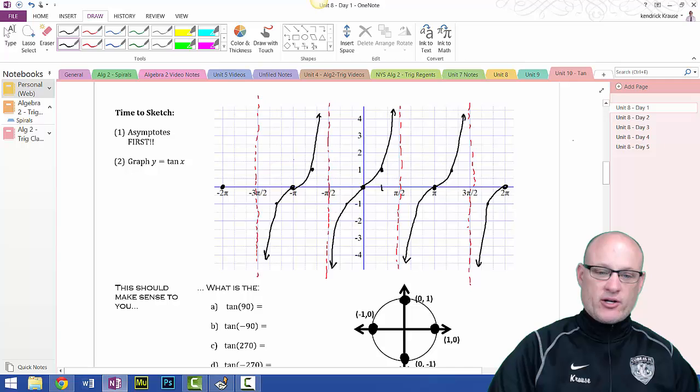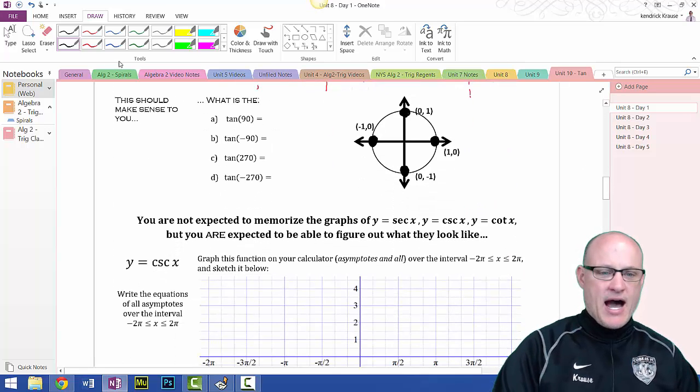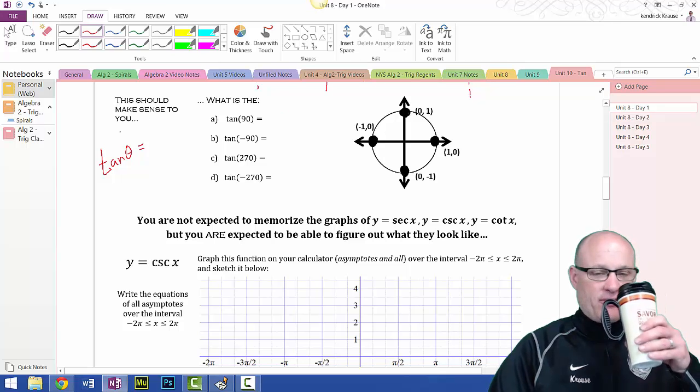So from left to right, notice they're increasing. And there is the tangent curve. All right, let's talk about this tangent curve. Let's talk about a few things. I think that you probably remember that tangent. What is that tangent identity equal to? Come on, spit it out while I drink some coffee.